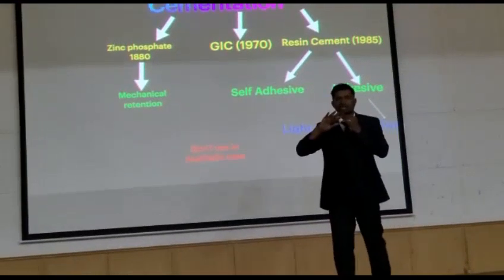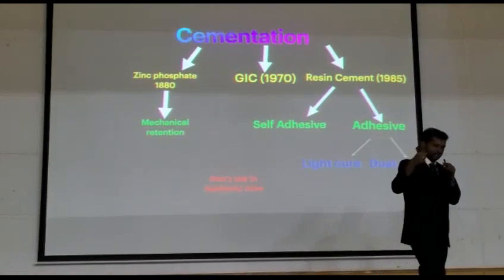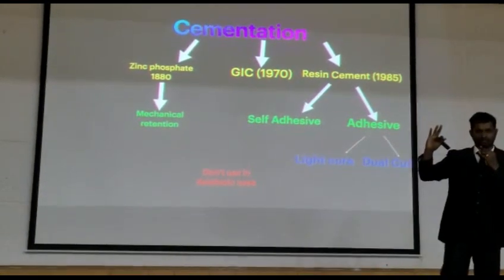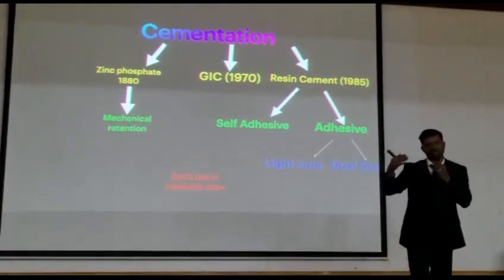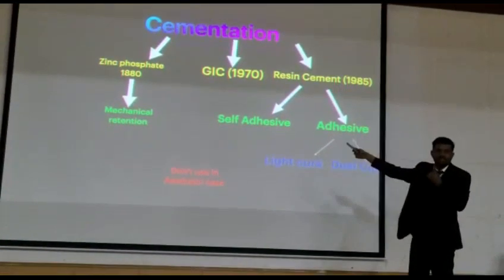Self-adhesive doesn't require any surface treatment, no need of etching, bonding, nothing. You can just, like your GIC, put it and fix it. Okay. But if you need better retention, if you want, you can etch the tooth surface alone. Okay. So that is your self-adhesive cement.